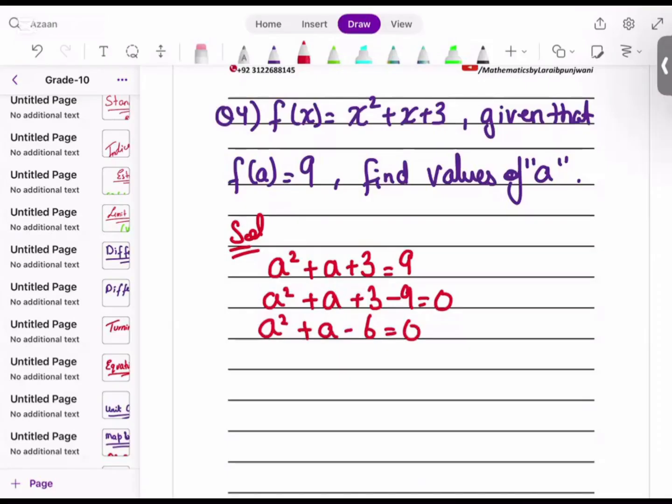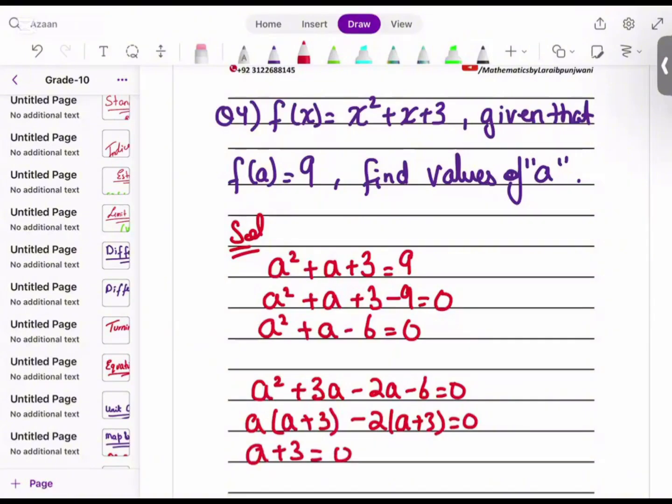So what we have to do, we have to apply middle term break. So we will get a squared plus 3a minus 2a minus 6 equal to 0. Now a will be common, so a plus 3, and minus 2 will be common, so a minus 2. So a plus 3 equal to 0 and then a minus 2 equal to 0. So the one value we got is a equal to minus 3. Second is a equal to 2. Well done. Your answer is absolutely correct.